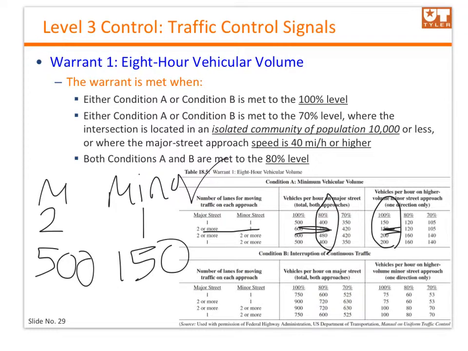Let's try now to apply the same concept here. If we have a major street with 2 or more lanes and a minor street with 1, which is this second line, I'm going to say the 500 is even less than 70%, and the 150 is way higher. So for the minor road it is 100%, but for the major road it is less than 70%, and therefore we are meeting the condition at 70%.